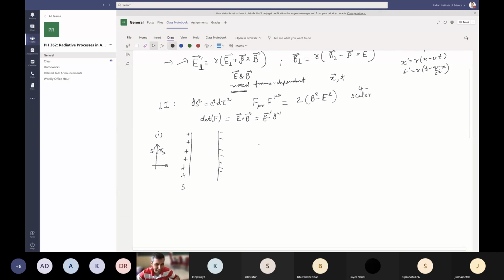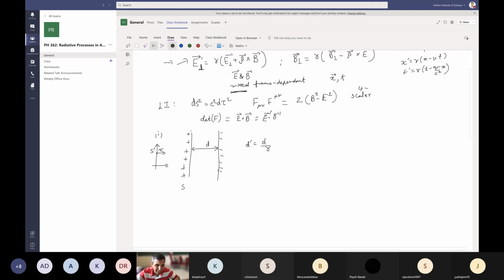So what happens in this case? In this S prime frame, what happens? Let's say this length is d in the S frame, right? So d becomes d prime in the prime frame. There is Lorentz contraction in this direction, right? So d prime, the length of this gap between these two plates, becomes d divided by gamma, right?